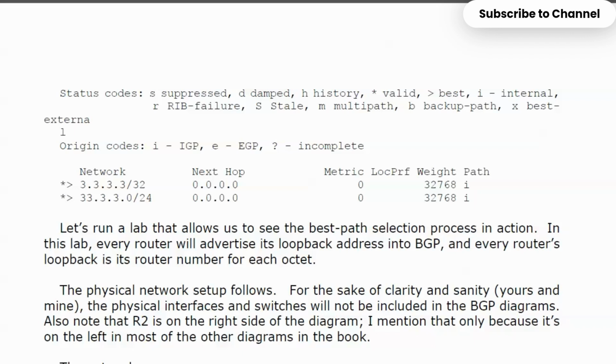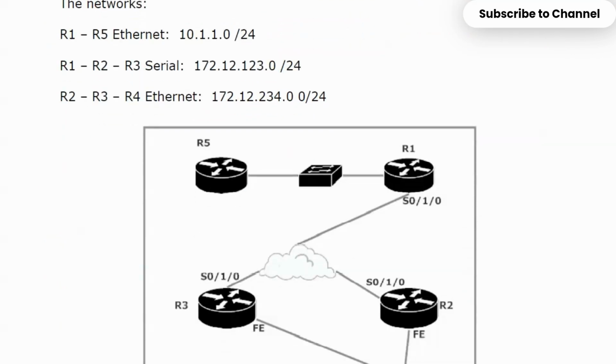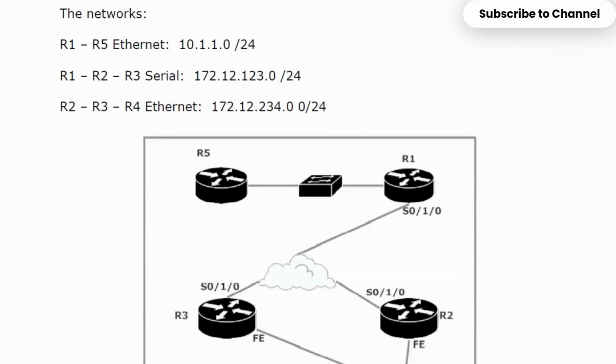Now, first I'm going to show you the physical network setup. And for the sake of clarity and sanity of everyone involved, I'm not going to show you the physical interfaces and the switches in the BGP diagrams, because these get pretty detailed and we don't need the extra drawings in there. And I strongly suggest you write this network out, and I'll show you the full physical network there in a moment. I know it's not all on screen, but I want to point out the networks to you.